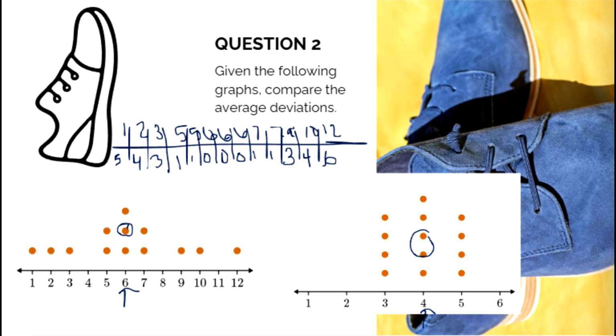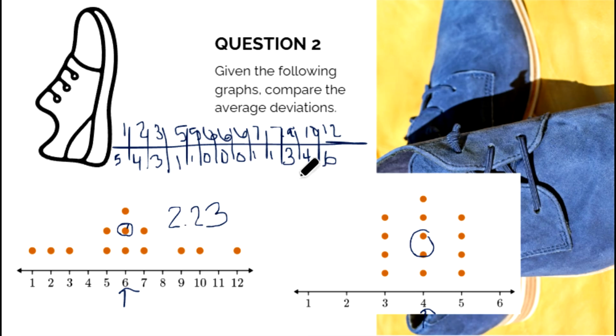Grab our calculator, add all those together. 5 plus 4 plus 3 plus 1 plus 1 plus 1 plus 1 plus 3 plus 4 plus 6. I believe there were 13 data points. 29 divided by 13 gives us 2.23. So this one is 2.23, and it wants us to compare these standard deviations.